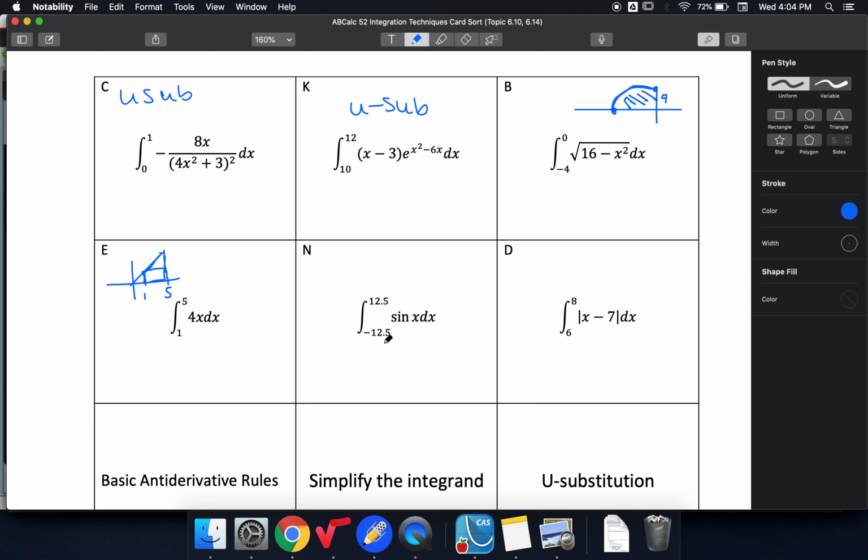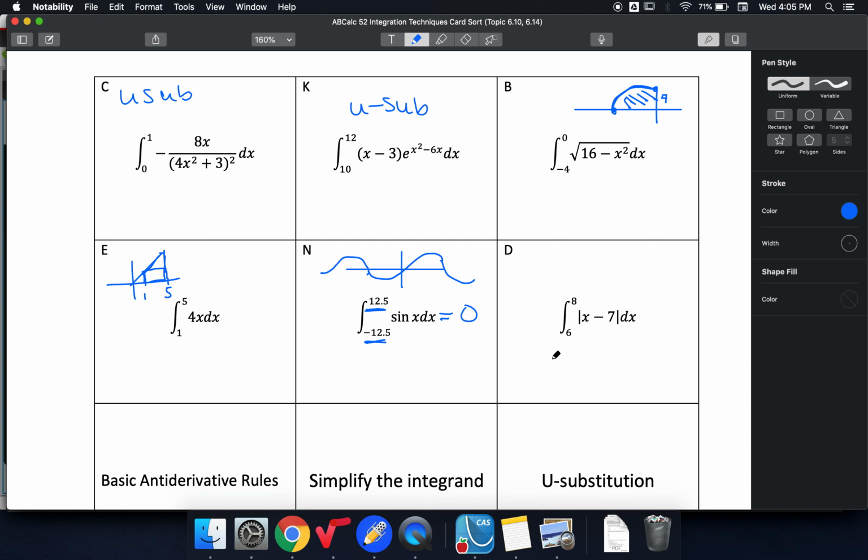Here, geometry for sure, because those bounds are the same. Since those bounds are the same, and I know that sine x is an odd function, that means that sine x looks like this. Any area over here is canceled out by area over here. So even though we're continuing on a bit, it doesn't matter, because as much as I continue on, it's always going to be canceled out. This is just 0.